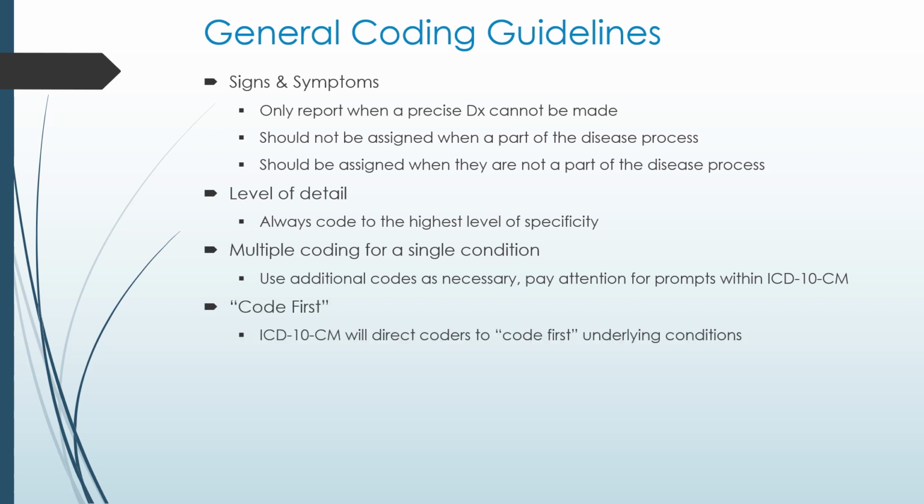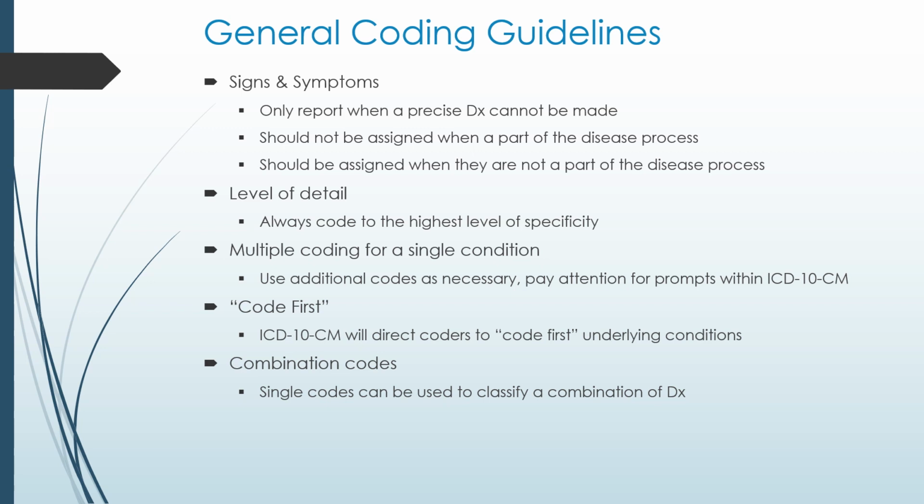There are prompts in ICD-10 that say to code first to the underlying conditions. So again, COVID-19 is a good example of this because if the patient has pneumonia that's related to COVID-19, ICD-10 will prompt us to code the underlying condition first, followed by the additional diagnosis. So in this instance, we would code the COVID-19 first, followed by pneumonia.